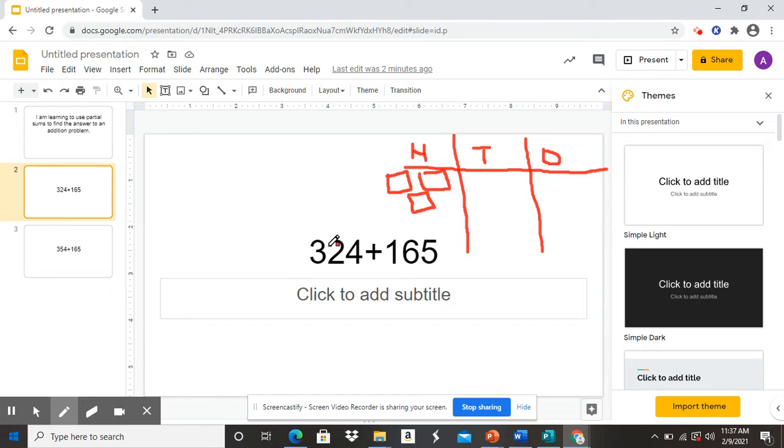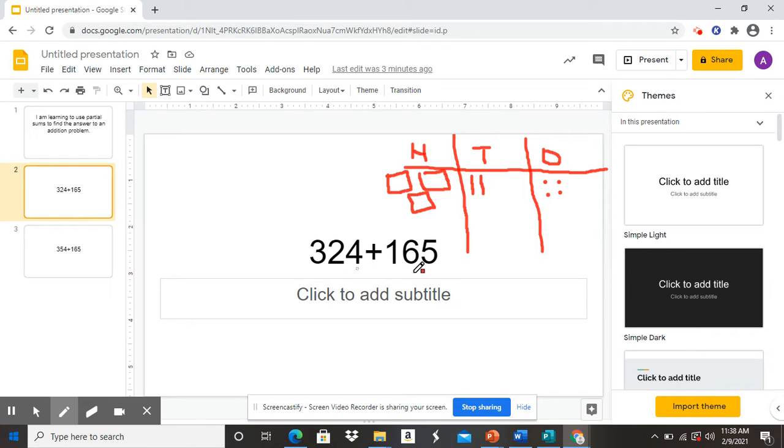Okay, now that I've done my hundreds, I will move to my tens. How many tens do I have in 324? I have 2, so I'm going to draw them like sticks. So those stand for 2 tens, which is 20. Now I need to draw my ones, which is 4 in 324. I'm just going to draw them as little circles so I don't get them confused with my hundreds blocks. So I have 4 in the ones place. So now I have drawn the number 324, but I have to combine it with 165.